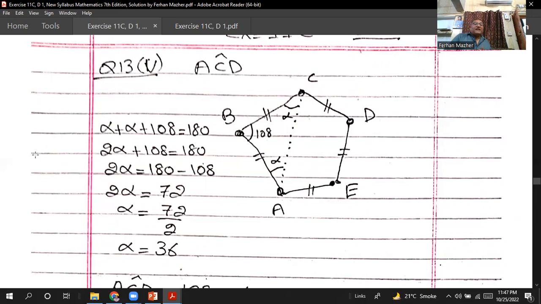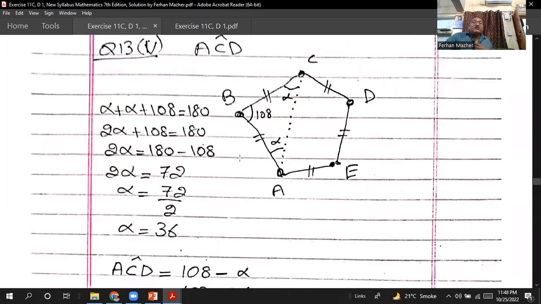The interior angle at ABC is 108. So the angle BAC will be alpha, and BCA will also be alpha. So you will have 2 alpha plus 108 equals 180. So 2 alpha will be equal to 180 minus 108. So 2 alpha will be equal to 72. So alpha will be 72 divided by 2. So alpha will be 36. So this angle alpha is 36. Next, the question is ACD.